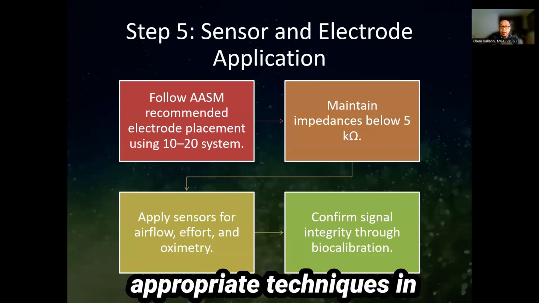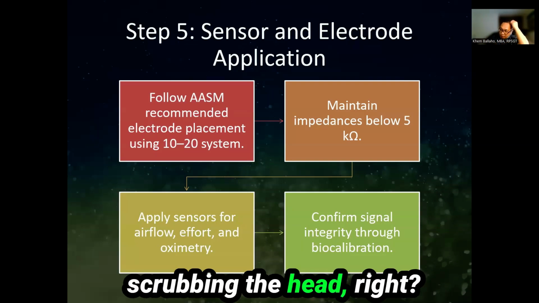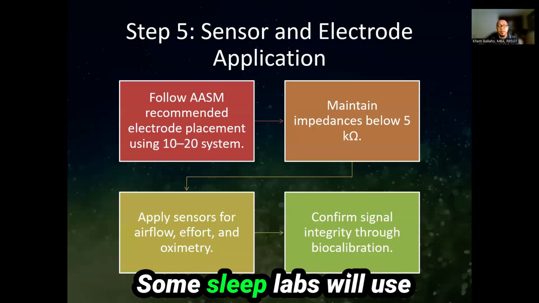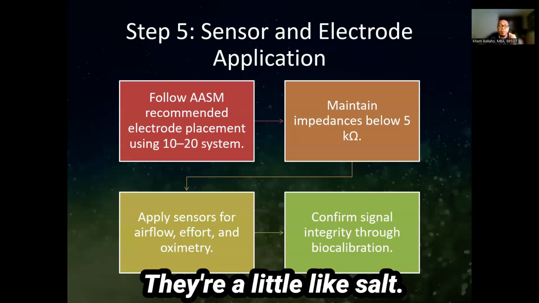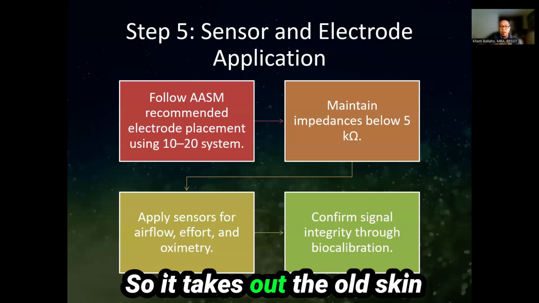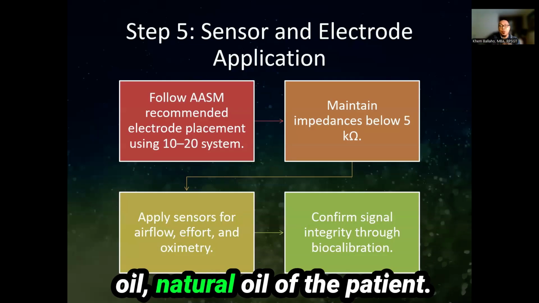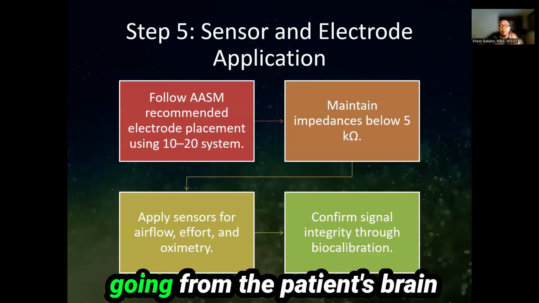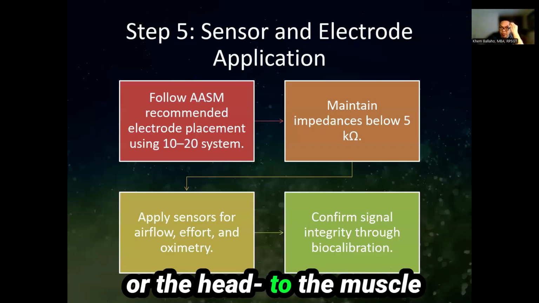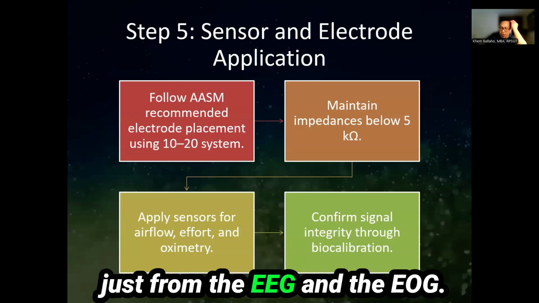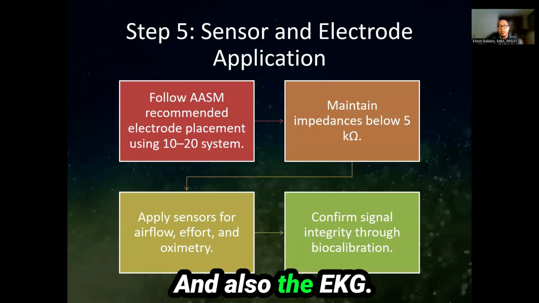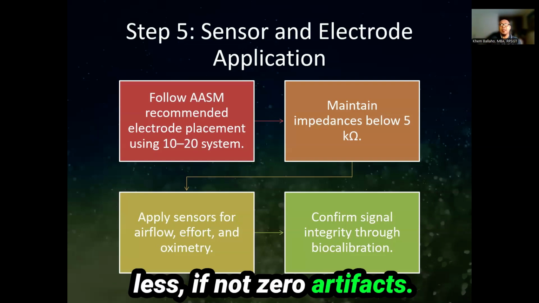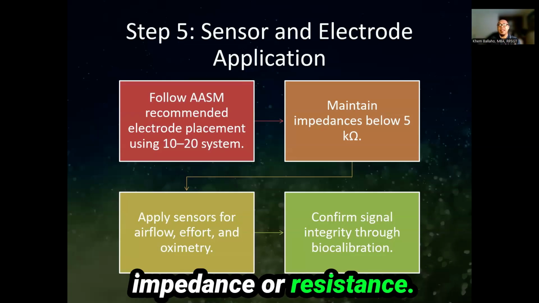And that's by using appropriate techniques in scrubbing the head with a prep solution. Some sleep labs use alcohol. Some sleep labs will use Nuprep or Lemon Prep. They're a little like salt. So it takes out the old skin and the natural oil of the patient. When you do that, you clear the pathway for the information going from the patient's brain or head, to the muscle activities, mainly the EEG and the EOG, and also the EKG. It will be clear. They will have less, if not zero, artifacts. All right, so that's impedance or resistance.